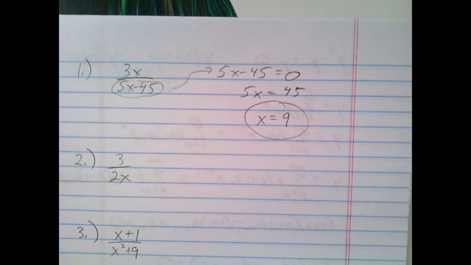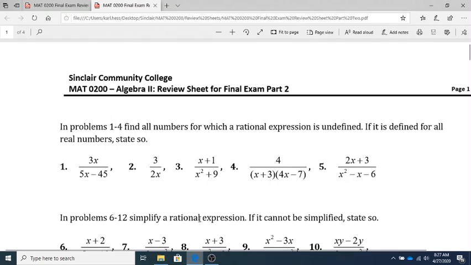And since they asked us to find the values where it wasn't defined, let's check the wording again. Find all numbers for which it is undefined. Okay, well that's our answer. x equals 9.